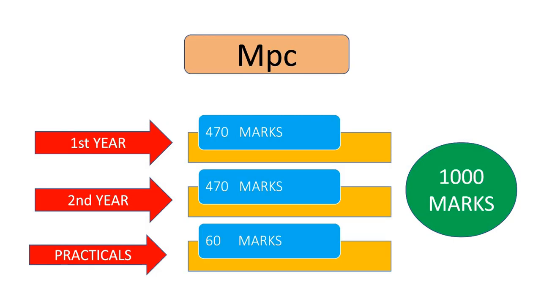Now we will see the marks distribution for MPC, BiPC and CEC and other courses as well. First we will discuss MPC marks distribution. For first year, you will have a total of 470 marks. I will tell you each and every subject's marks in an upcoming video, so stay tuned, don't skip the video. For second year, you will also have 470 marks, and practicals will be for 60 marks, which will be included in your second year marks. The total will be 1000 marks after completion of your second year. So for the 2 year course, they will award you out of 1000 marks.